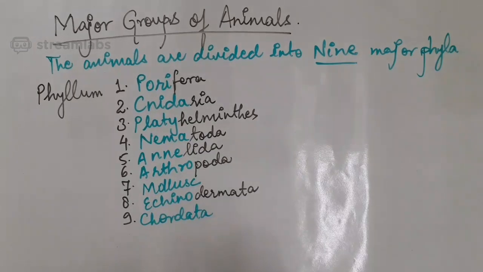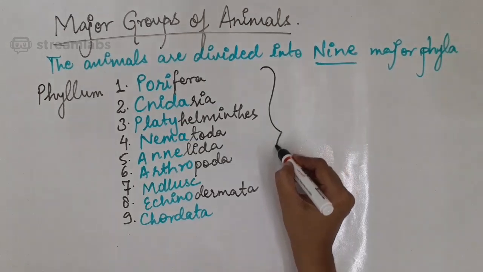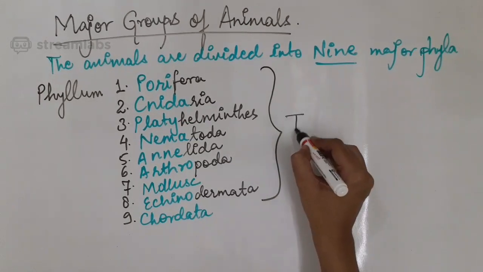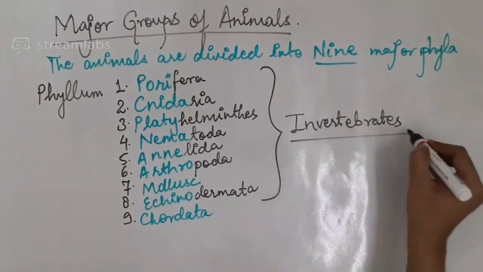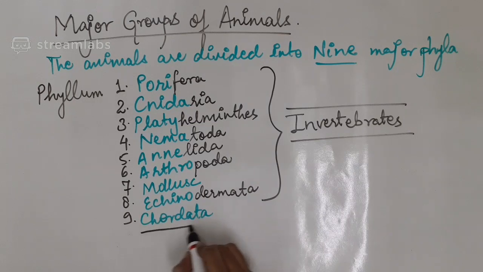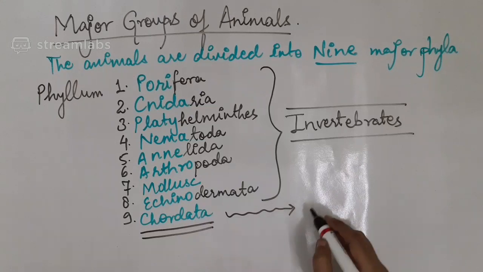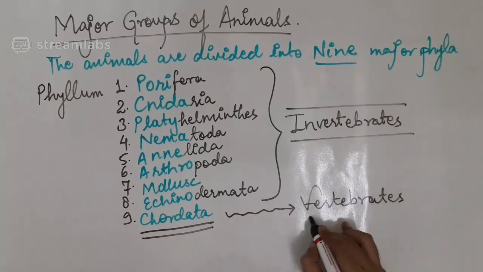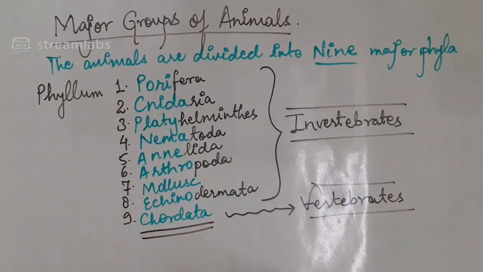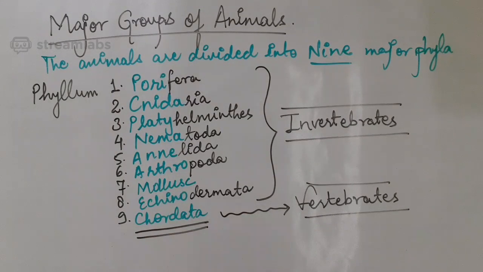These phylums, the above 8, 1 से लेकर के 8 तक जो phylums हैं, these are invertebrates. And the 9th phylum, that is Chordata, is the phylum that consists of all the vertebrates, those animals who possess the backbone.